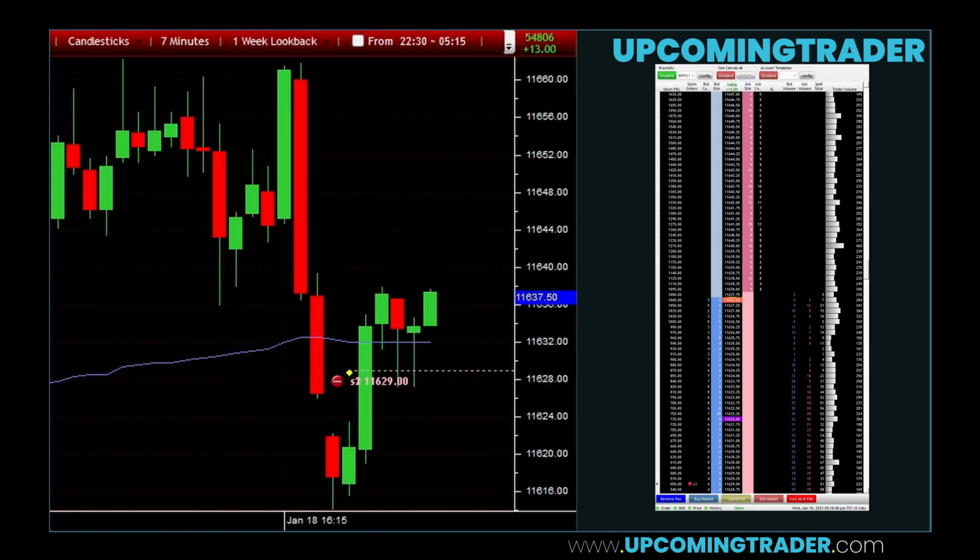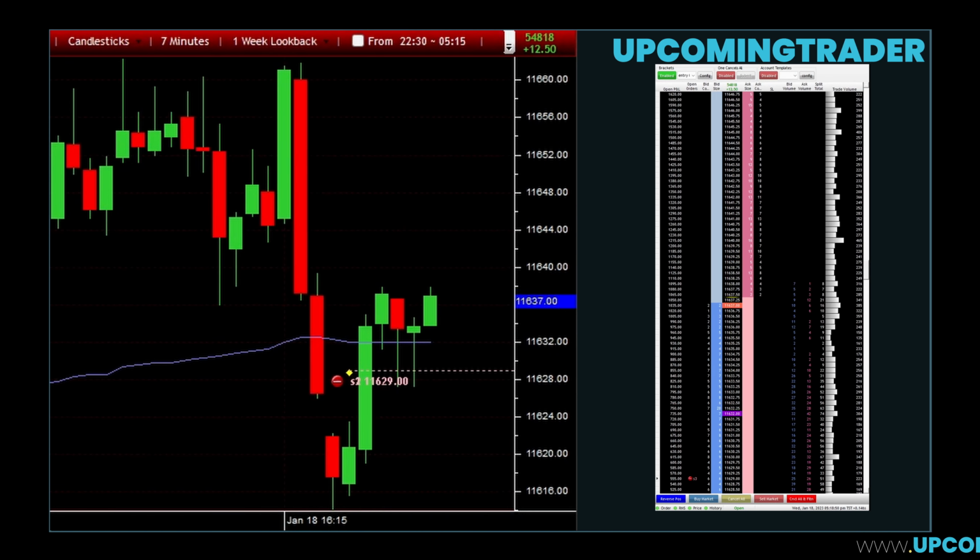The consolidation zone is another crucial pattern to understand. This is where the volume profile shows sustained volume over a narrow price range, suggesting that buyers and sellers are in balance.